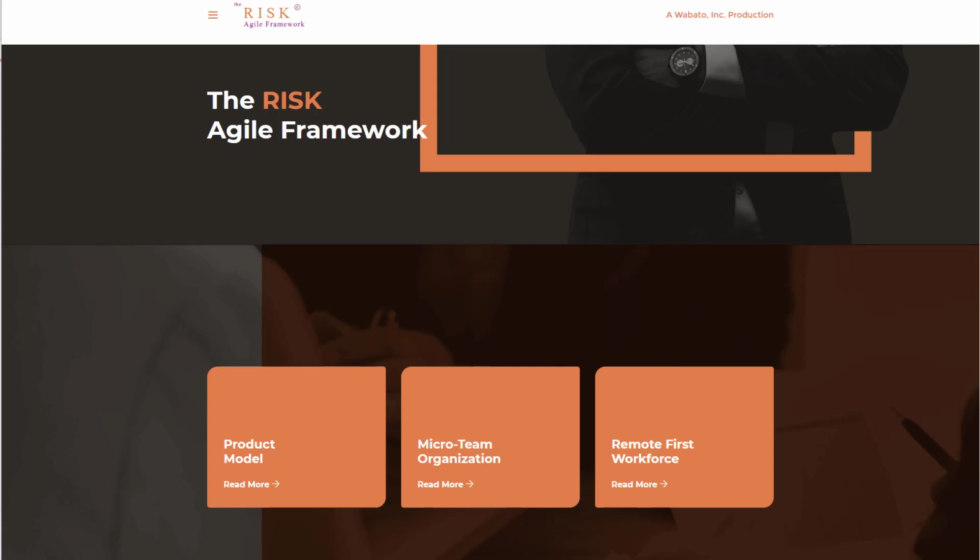And by no means have we arrived at a place to say, version one. But gosh darn it, if we aren't at zero point 0.3 and ready to start sharing some things, then we got to do it anyway. So let's talk a little bit about the Risk Agile Framework.